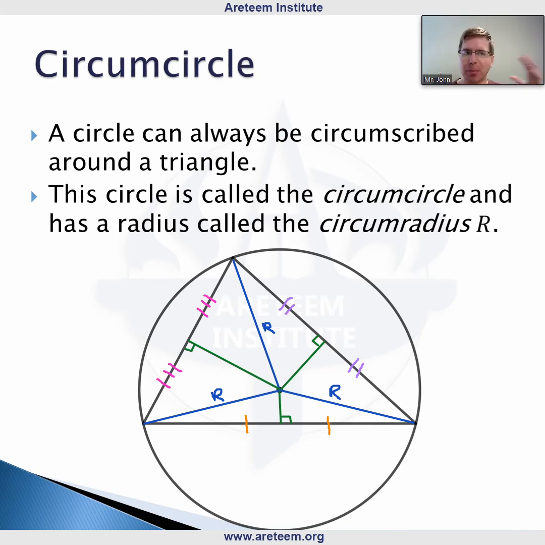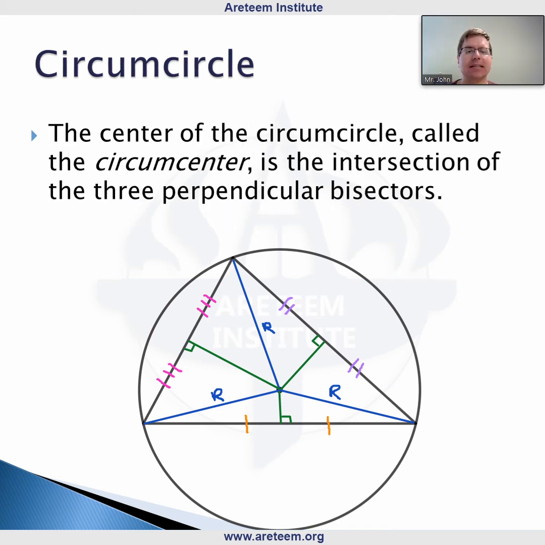Now, if you followed the pattern of the previous example, the incircle, you probably can guess where we're going next. We can think about where this center comes from, right? The center is called the circumcenter. So let's look at this the same way we did before. This is the center of our circle in this case. It's this circumcenter here, and it is the intersection of the 3 perpendicular bisectors.